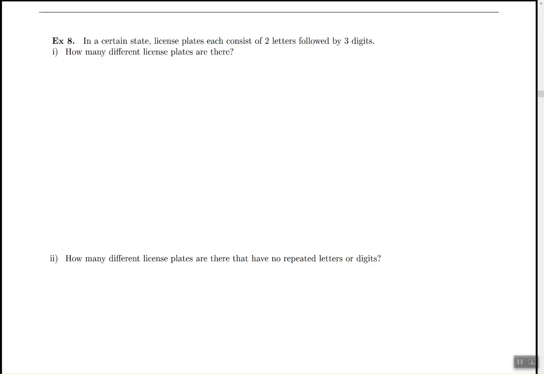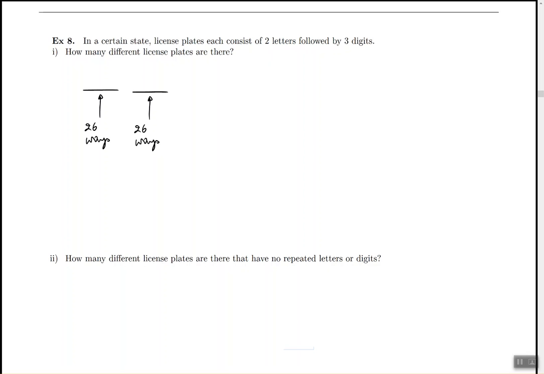In order to do that, I'm going to visualize what a license plate looks like again. So I'm going to have basically 5 different things to choose, and when I choose the first character, it can be chosen from any of the letters in the alphabet. In the English alphabet, there are 26 possible choices. Now this applies again to the next character, which also has to be a letter.